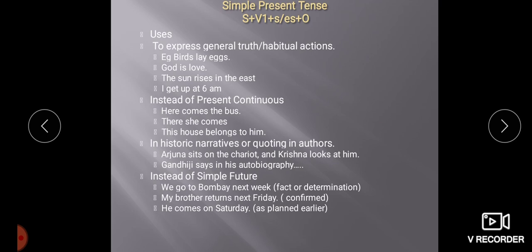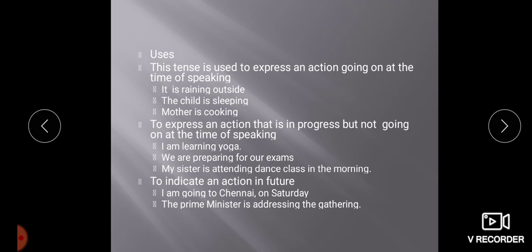Instead of simple future, some sentences which refer to future events can also be written in the form of simple present tense, like we go to Bombay next week, my brother returns next Friday, he comes on Saturday, etc. Moving on, present continuous tense. Subject plus is or are or am, ing form of the verb plus object. The ing form is the present participle.